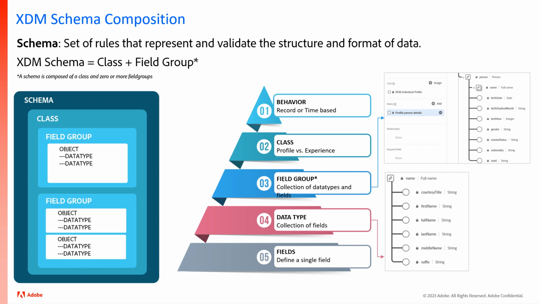Now, you add field groups, which are reusable components defining the fields like personal details, hotel preferences, address, etc. Adobe Experience Platform includes standard classes and field groups related to these classes. If there is a need, you can define your own custom class and custom field groups for your data based on your use case.